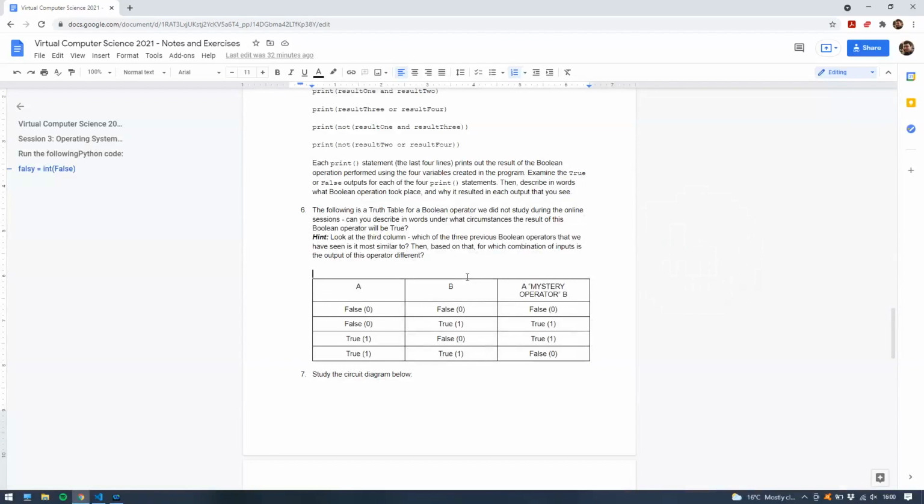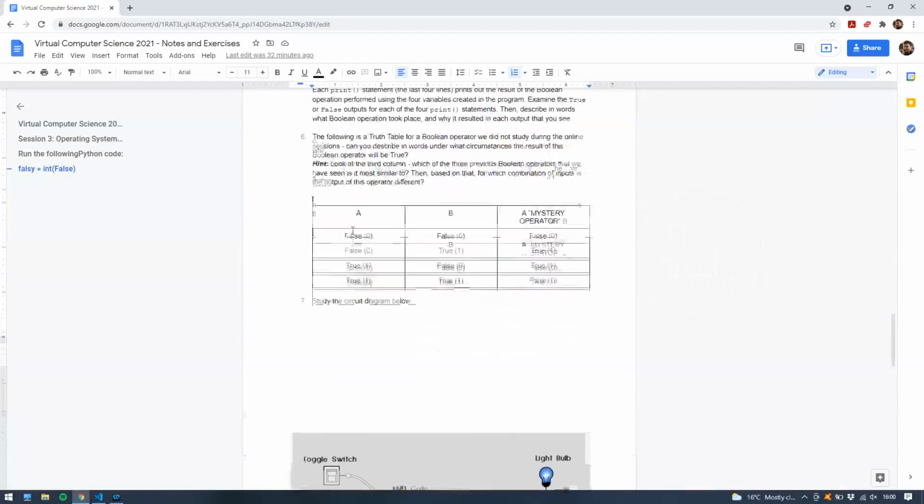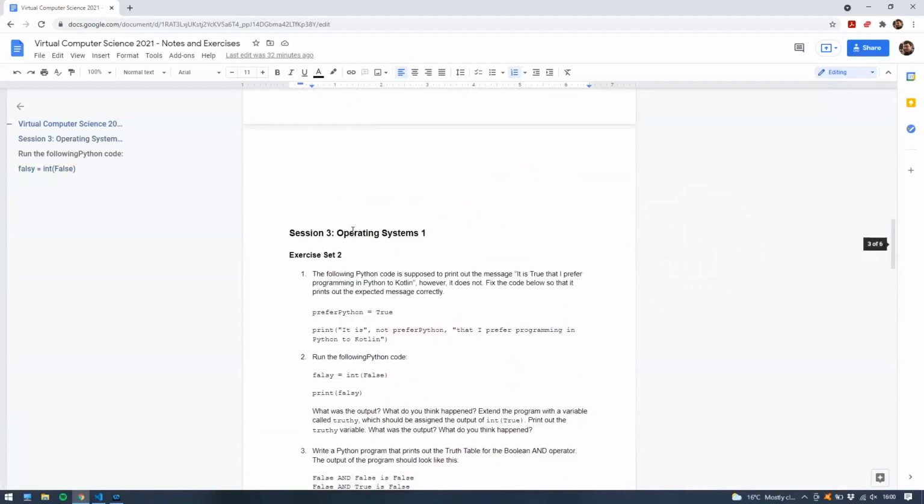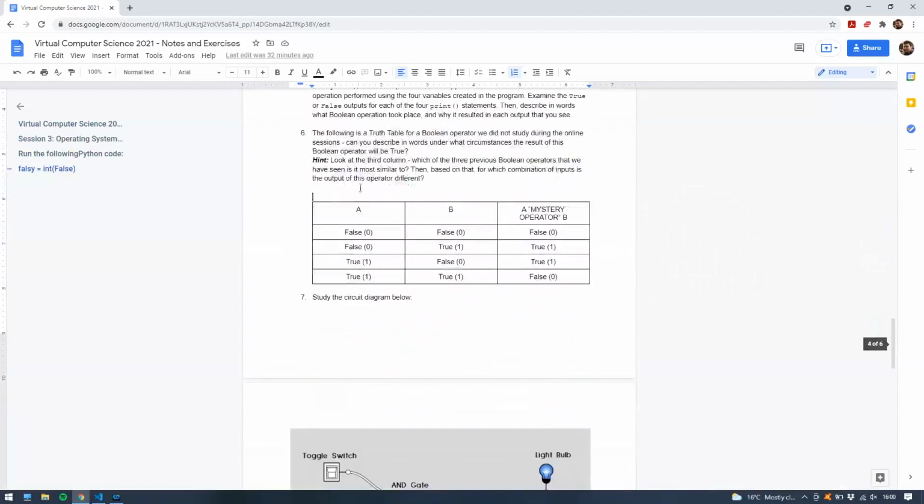Welcome back. So now we're going to look at the solution to exercise number 6 of exercise set number 2. So exercise 6. No coding this time, although you could try it in code if you wanted. But anyway, the following is a truth table for a Boolean operator we did not study during the online sessions. Can you describe in words under what circumstances the result of this Boolean operator will be true?